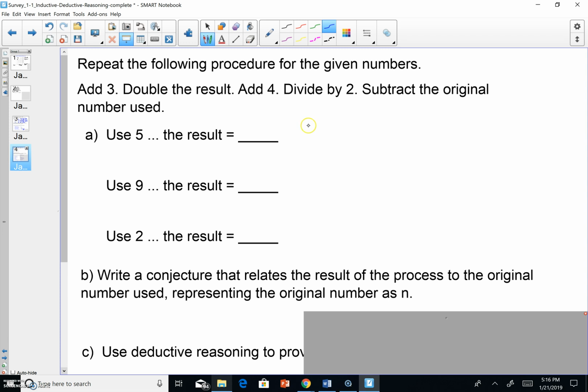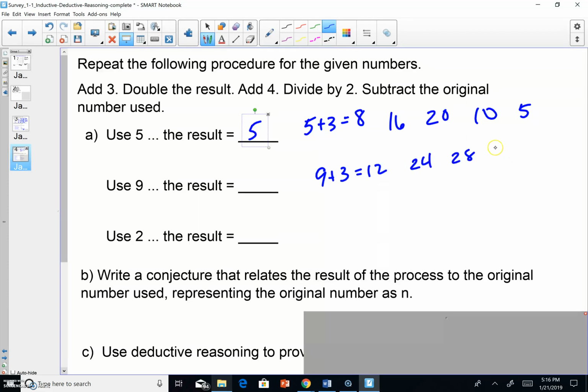Okay, so what do I get if I do this? 5 plus 3, and then doubled is 16, then 16 plus 4 is 20, divided by 2 is 10. Subtracting the original number, I get 5. What if I start with 9? Well, 9 plus 3 is going to be 12. Doubled is 24. Adding 4 is 28. Divided by 2 is 14. And subtracting the original number is 5. Huh. So I started with 5. I got 5. I thought maybe I'd get back my number. But here I start with 9 and I get back 5 again.